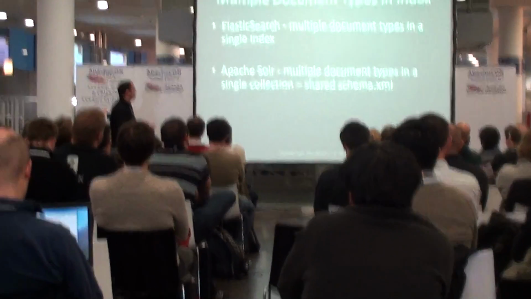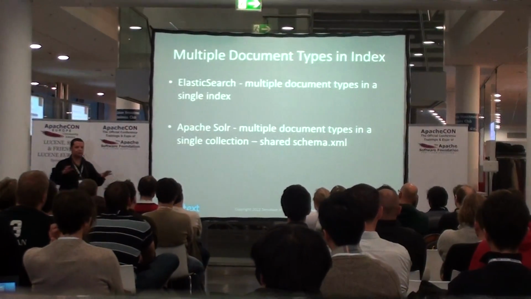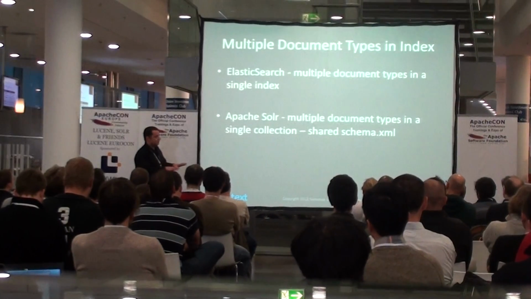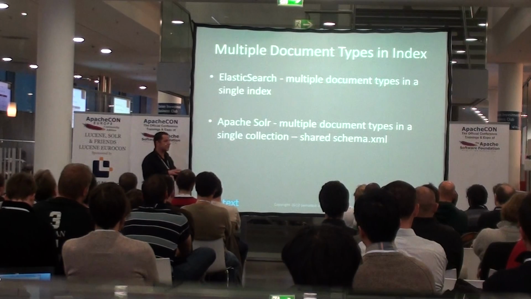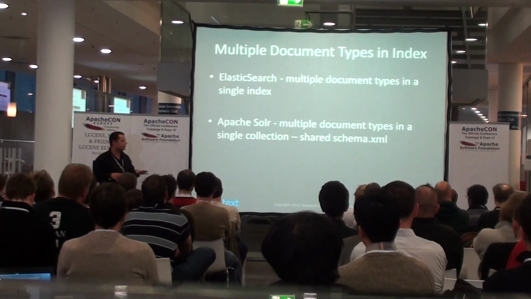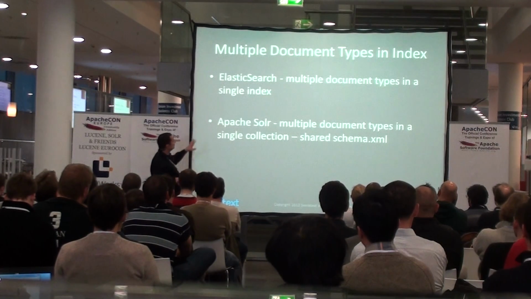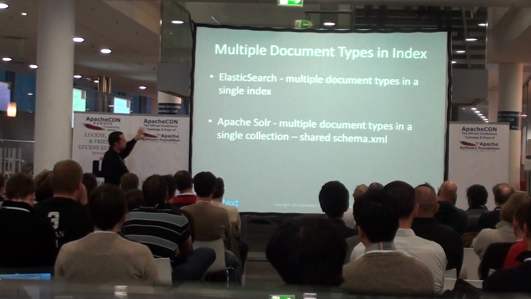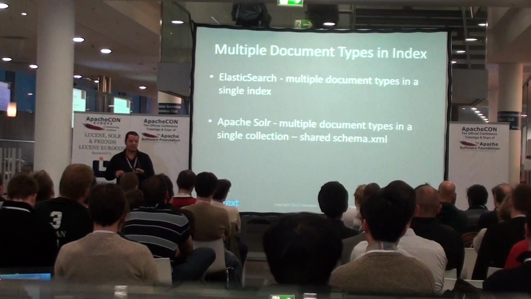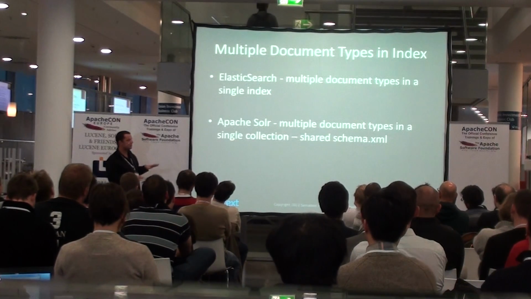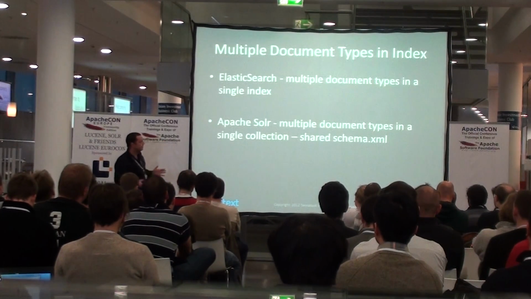In addition to that, Elasticsearch allows us to have multiple types of documents in a single index. From a user perspective, the index is divided into types. Each document has a type connected to it. In Apache Solr, we can do that, but all those types share the same schema. Of course, in both Solr and Elasticsearch, those documents are still written into the same index, but Elasticsearch allows us a bit more complicated stuff when it comes to typing.